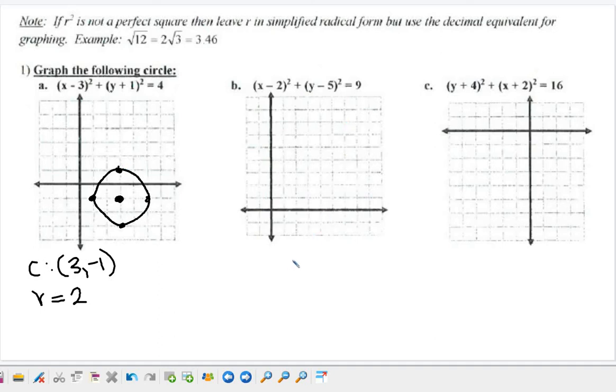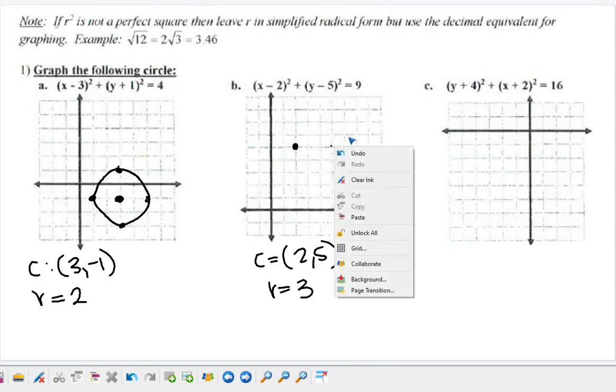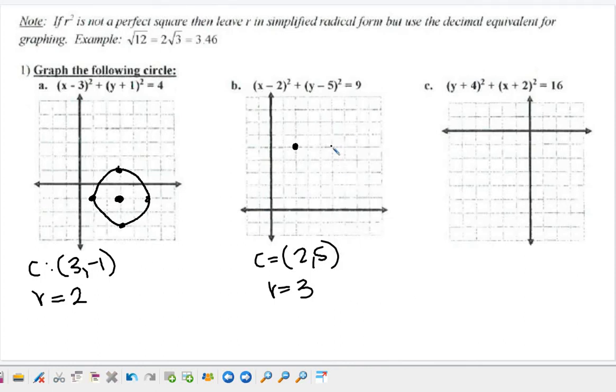Okay, so letter B, center would be positive 2, positive 5. So positive 2, 1, 2, 3, 4, 5. And my radius would be the square root of 9, which is 3. So 3 to the right. It hates me. 3 to the right. It's not going to let me do it. 3 to the right. 3 up.